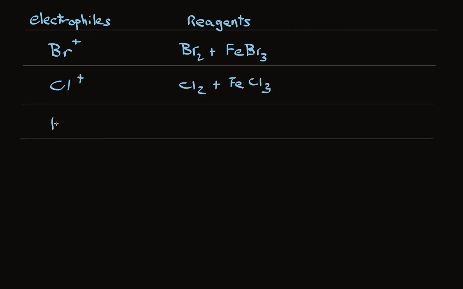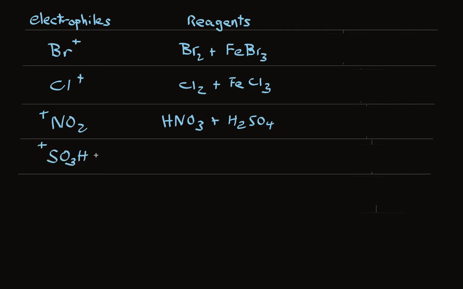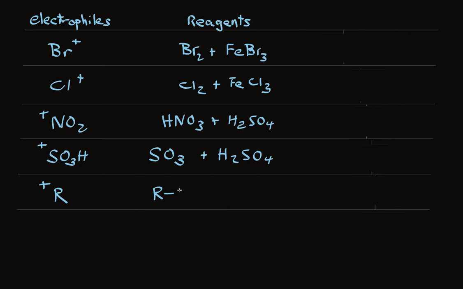NO2+ reacts with aromatics. We make that using nitric acid and sulfuric acid. There's a sulfur electrophile that looks like this, which we make using SO3 and sulfuric acid. You can put alkyl groups directly on the ring using carbocations. There are limitations here which we'll talk about. Not all alkyl groups work. You use an alkyl chloride plus aluminum chloride. And there's one last one that you should learn.